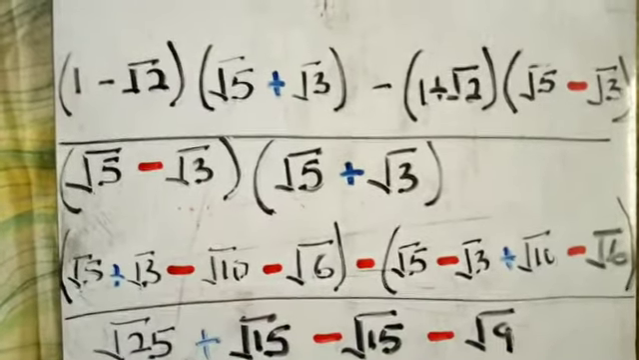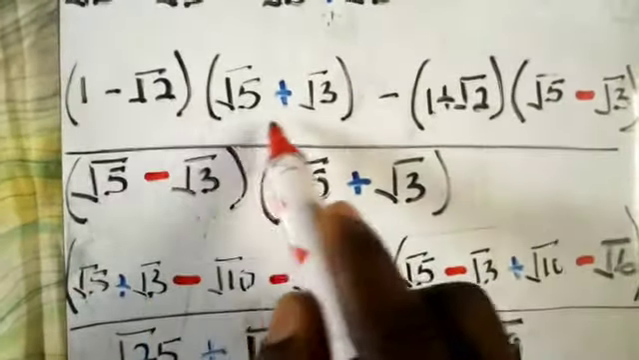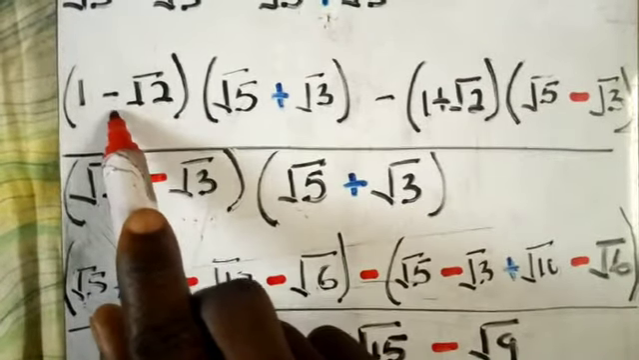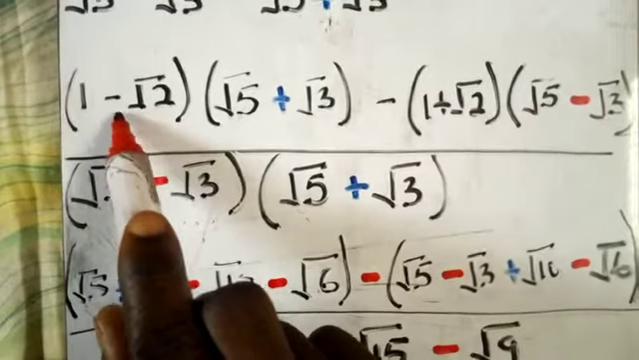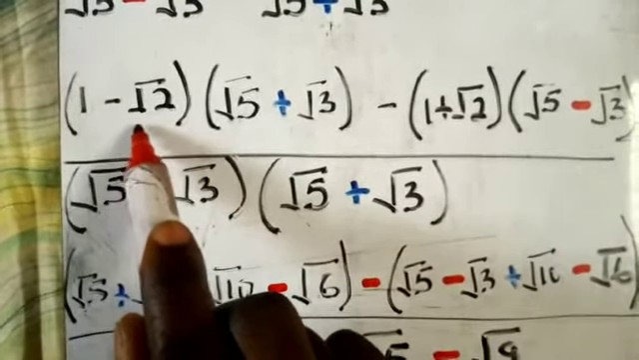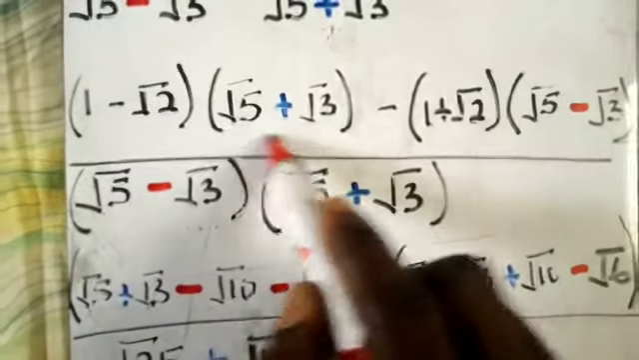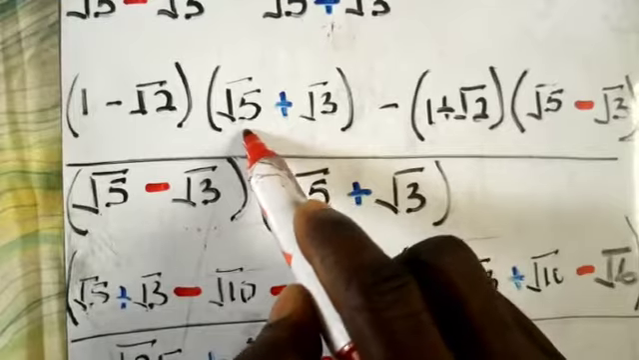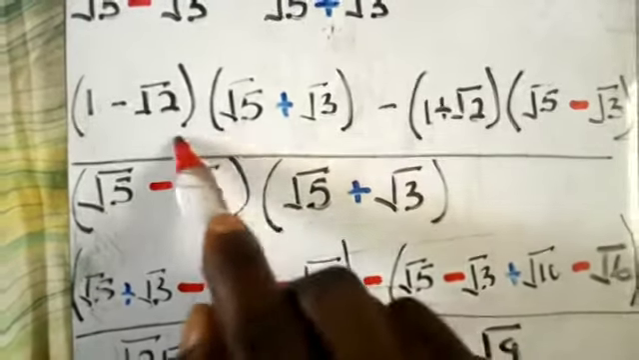Let's move on. Then you pick the second term and multiply it by the same bracket. So there's a minus here. The sign in front of the number belongs to that number. So minus root 2 is going to multiply everything in the second bracket. So minus root 2 times root 5. How do you multiply? That is one thing you have to know.